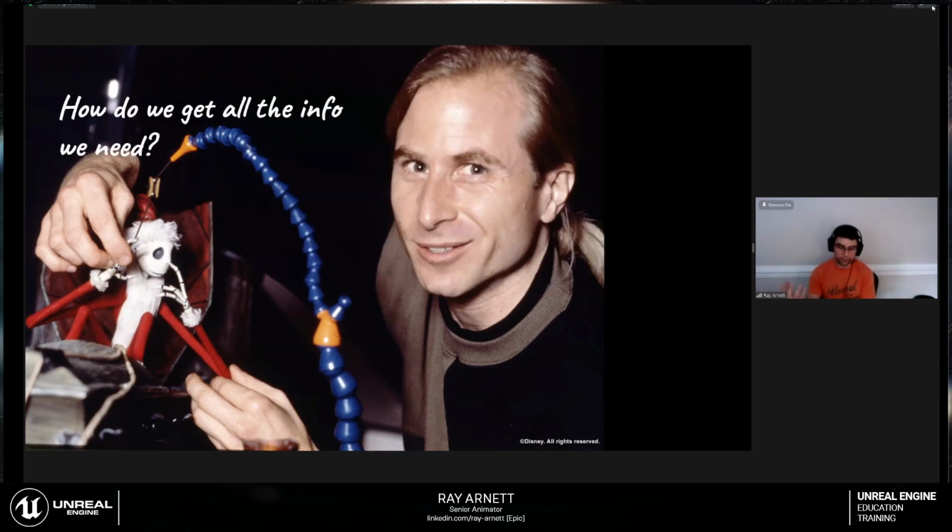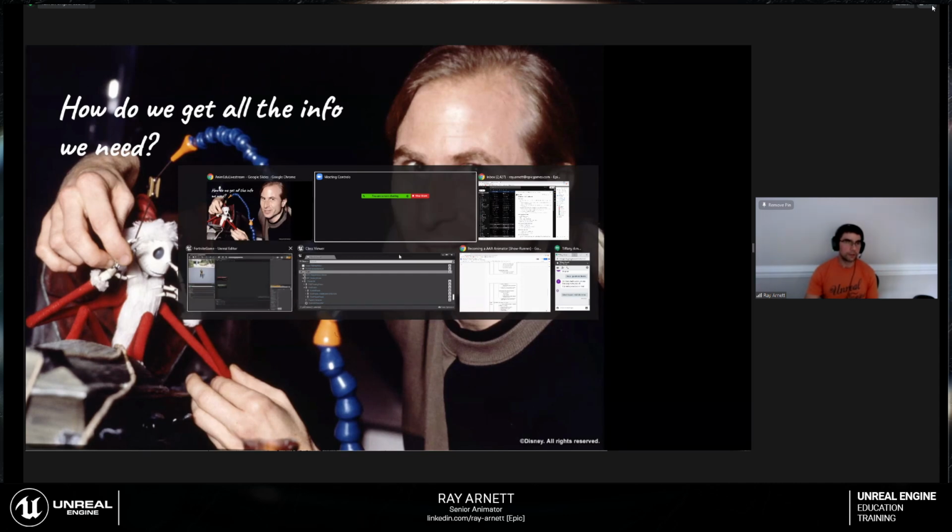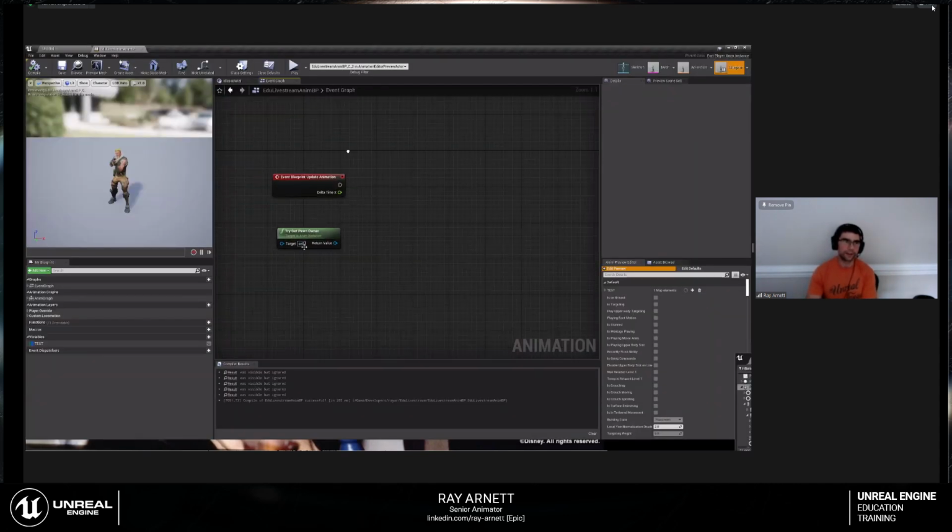So how do we get all the info that we need? Anyone who has fired up an animation blueprint has recognized these two nodes: update animation and get pawn owner. So many people have very little understanding of what they're looking at here. Basically, get pawn owner is whatever is owning this anim blueprint. In the game, there's going to be a character, which is a pawn, and it's going to own this anim BP, and we need to get information from this pawn owner.